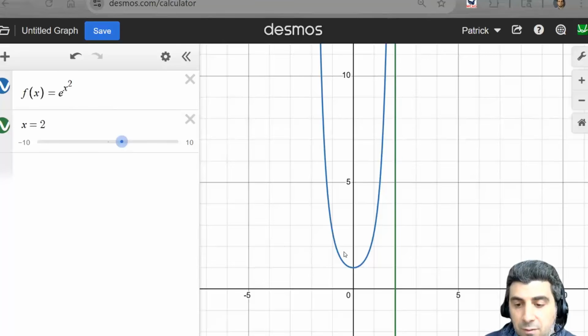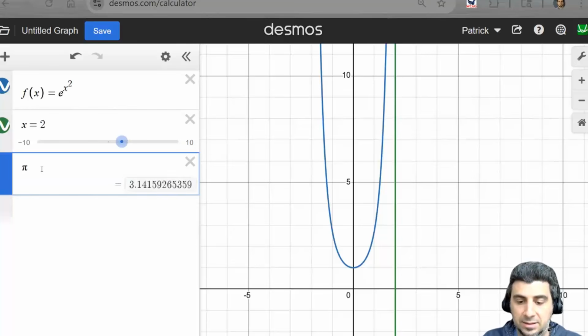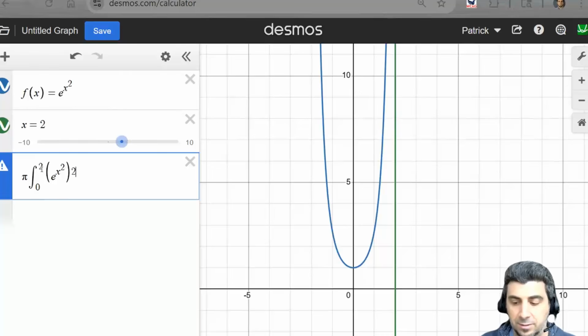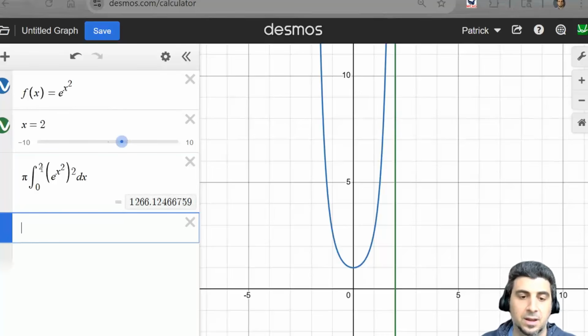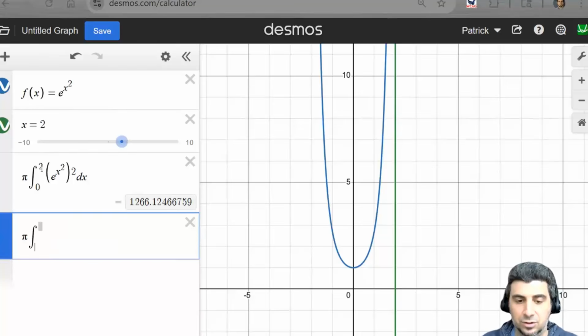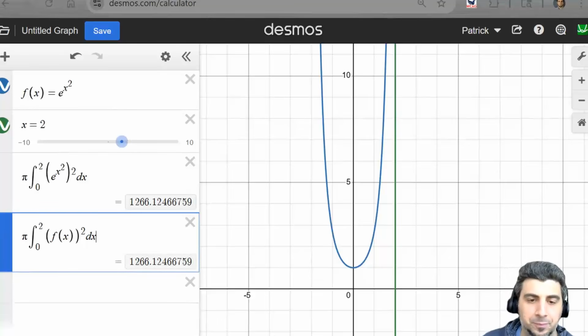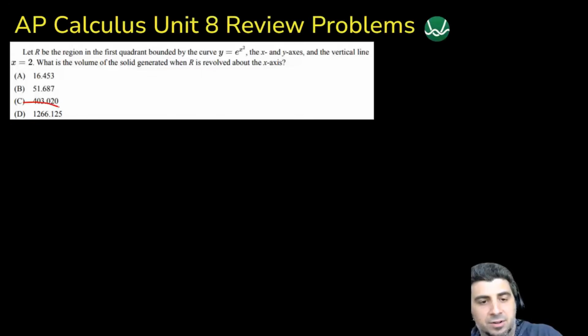But what I would do is take a vertical strip and rotate that around the x-axis. That's just going to be pi r squared, where the radius is equal to e to the x squared. The volume is going to be pi times the integral from 0 to 2 of e to the x squared, quantity squared, dx. Now you could just double check this by doing pi integral from 0 to 2 of f of x squared. I'll put my other parenthesis on there. Yeah, so you get the same thing there. So 1,266.125. And that's going to give us choice D.